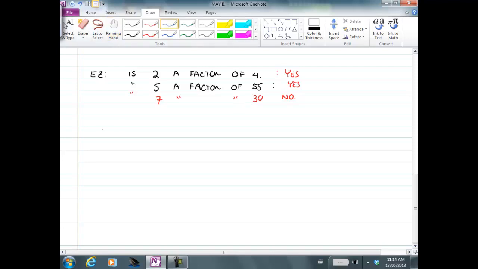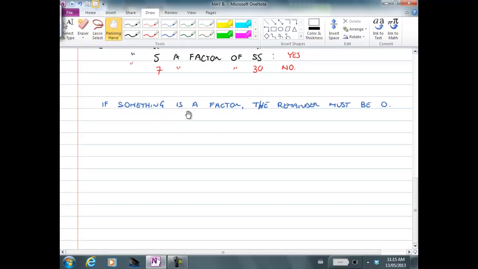Write this down. If something is a factor, the remainder must be 0. There is no exceptions to that rule whatsoever. Okay? It has to be 0. I'm going to take that one simple concept and apply it to grade 12. This is how I'm going to apply this to grade 12.